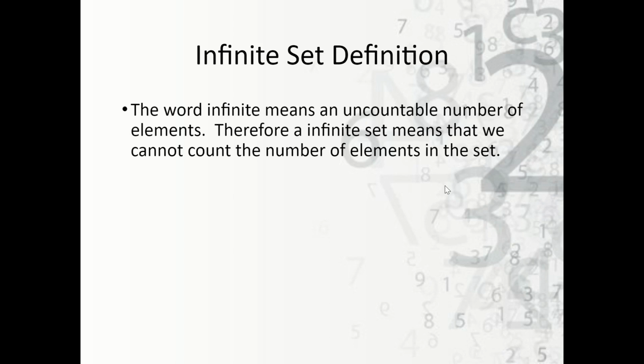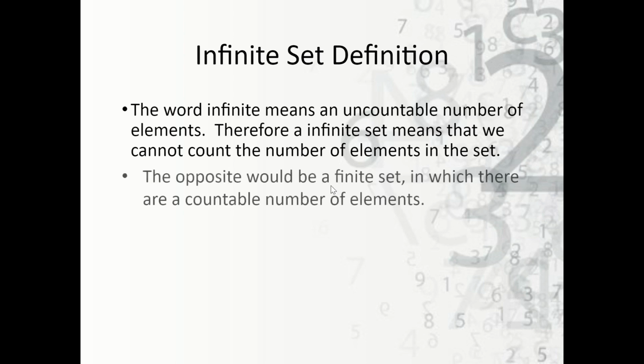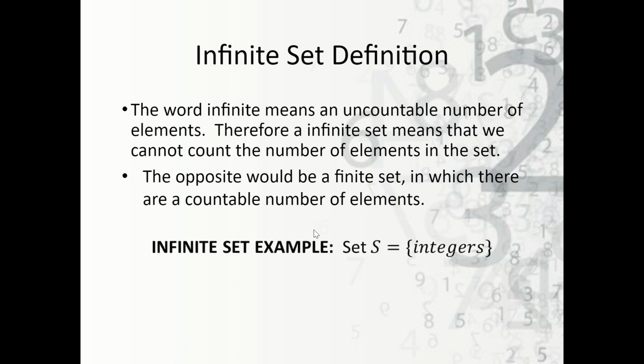Therefore, an infinite set means that we cannot count the number of elements in the set. The opposite of this would be a finite set in which there are a countable number of elements. So let's say I wanted the natural numbers between 1 and 10. Well, that goes 1, 2, 3, 4, 5, 6, 7, 8, 9, 10 and stops, and we can't keep going. So that would be a finite set. So an example of an infinite set would be the set of integers.